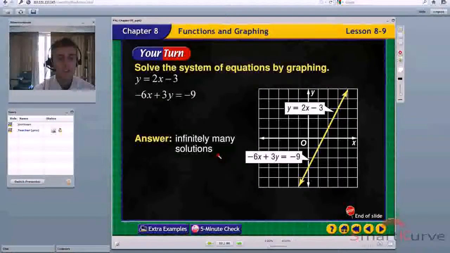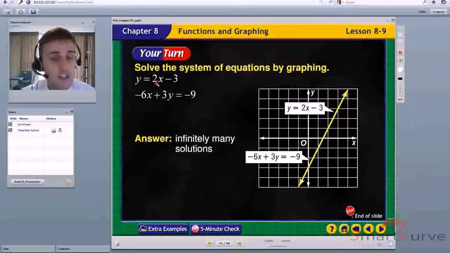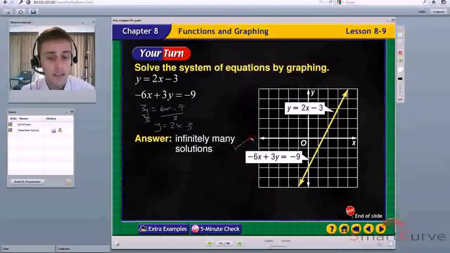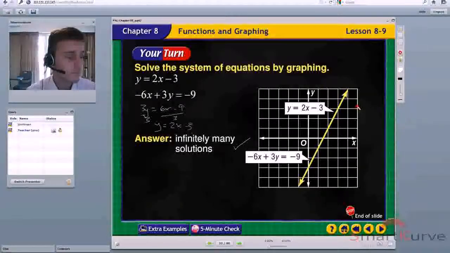Solve the system of equations by graphing. Y equals 2x minus 3, negative 6x plus 3y equals -9. Rearrange this so it's in the proper form. 3y equals 6x minus 9. Divide both sides by 3. Y equals 2x minus 3. The answer is infinitely many solutions. Any ordered pair will satisfy this graph as being on both.